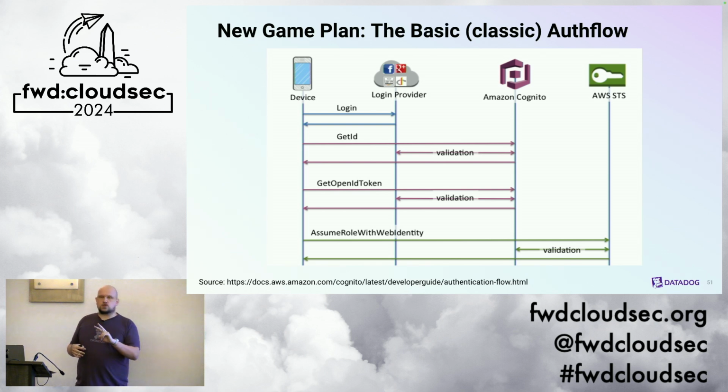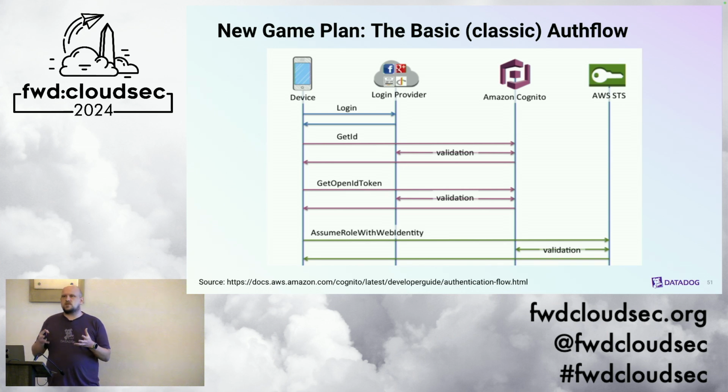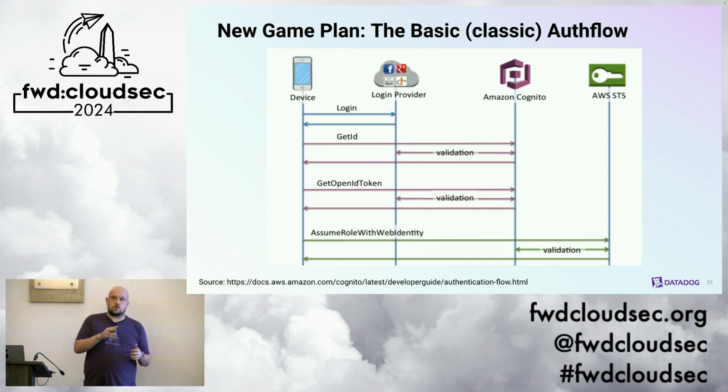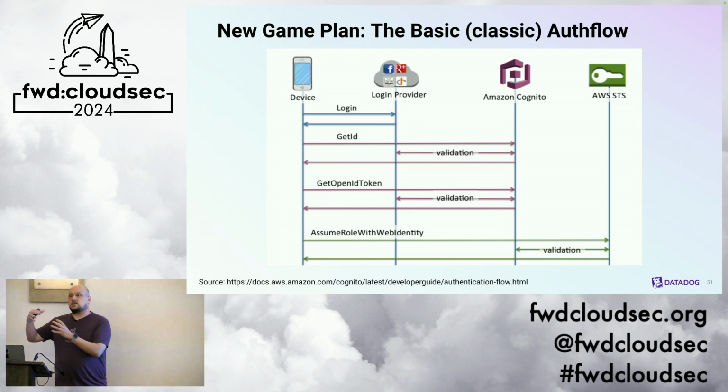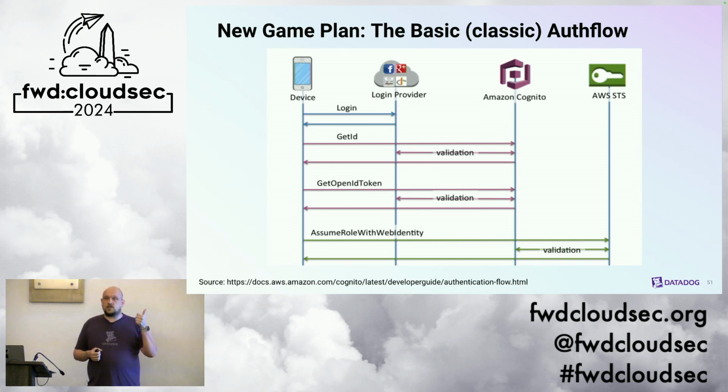There are two auth flows currently in use by AWS, and these are essentially step-by-step procedures by which your users, whether they be authenticated or unauthenticated, can generate those STS credentials. The two auth flows currently in use are the enhanced auth flow and the basic auth flow, sometimes referred to as the classic auth flow.